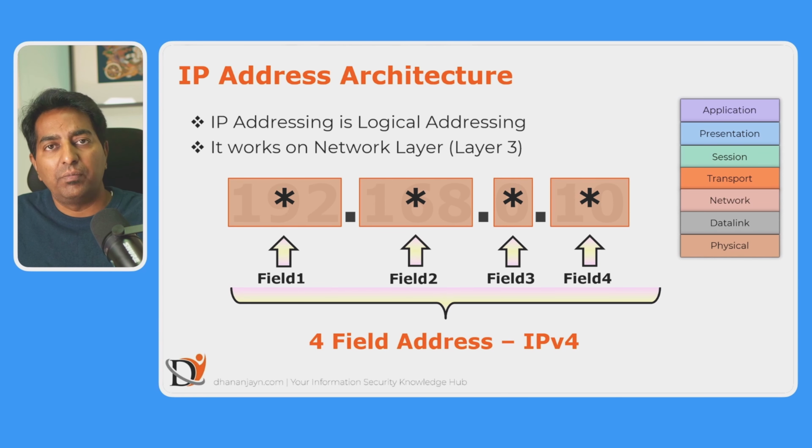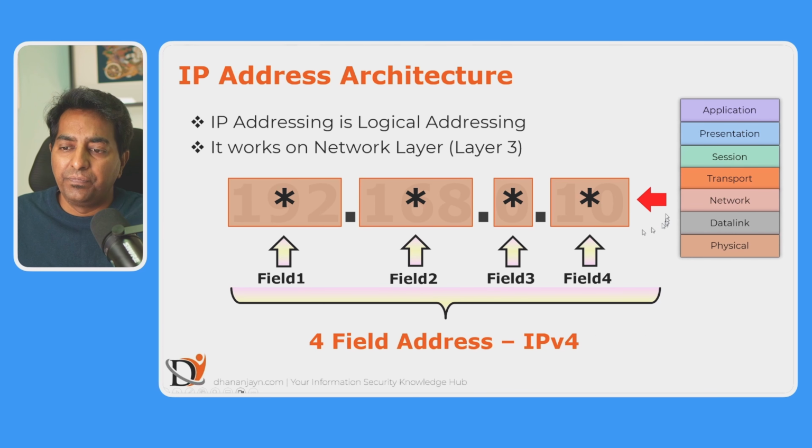If I have to talk about the OSI model, the IP address is the logical address, and this works at network layer. So if I count the layers from the bottom, physical is layer 1, data link is layer 2, and finally the network layer is number 3. So IP addressing works at network layer, and it is called logical addressing. And this address works at layer 3.